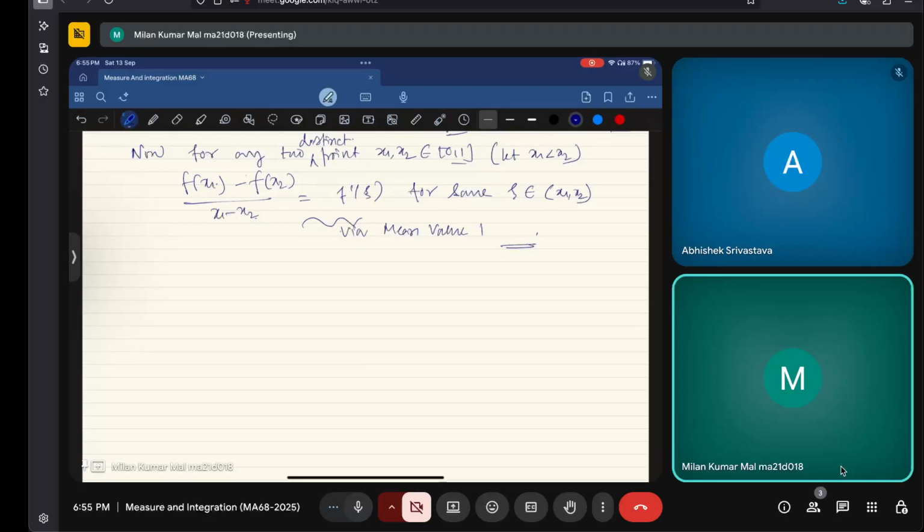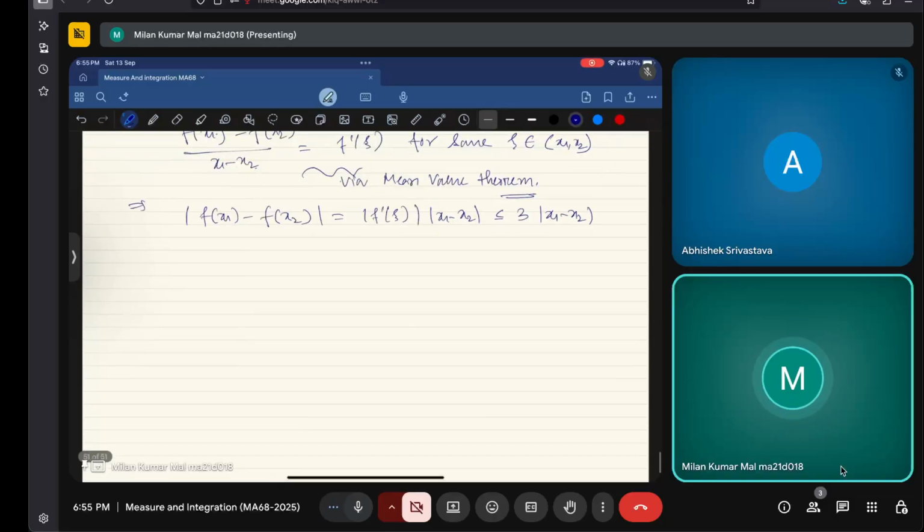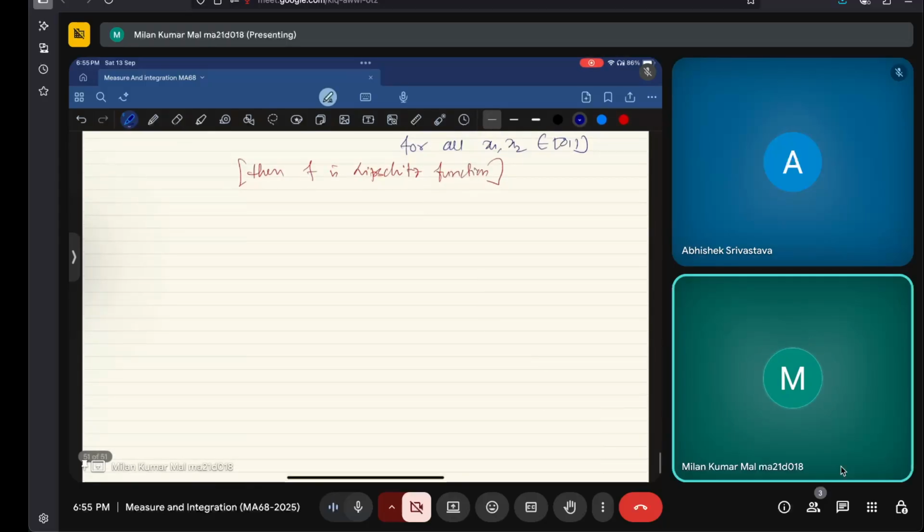Therefore, mod of f(x1) minus f(x2) is equal to mod of f'(xi) times mod of x1 minus x2, which is less than or equal to 3 mod of x1 minus x2, and this holds for all x1, x2 belonging to [0, 1]. Then f is a Lipschitz function.